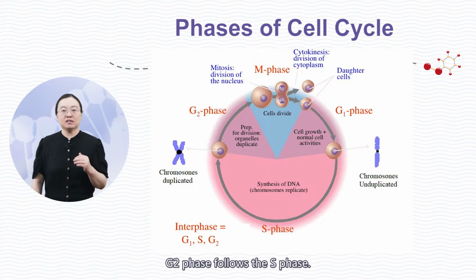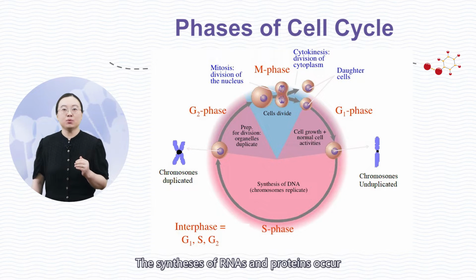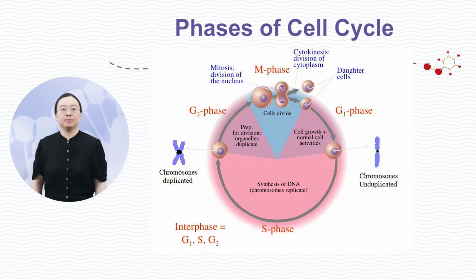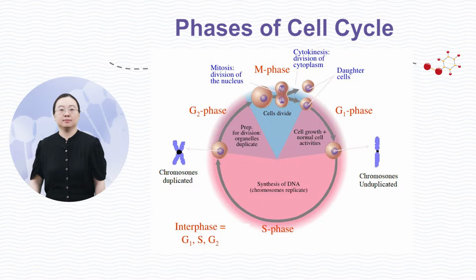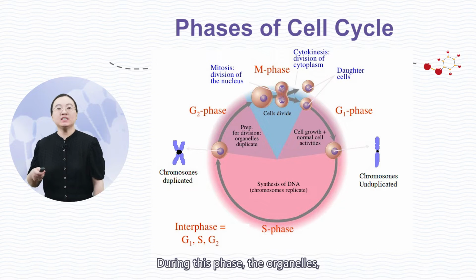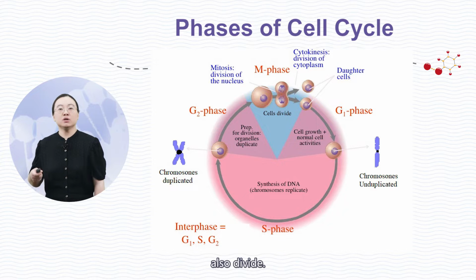G2 phase follows the S phase. The critical event is concerned with the condensation of chromatin. The synthesis of RNAs and proteins occurs during this process. Mitosis is relatively brief and typically takes only about 1 hour. This is the process by which the two identical sets of DNA are physically separated from one another, forming two sets of chromosomes, which are then drawn to different ends of the cell to form separate nuclei. During this phase, the organelles, such as mitochondria, also divide.